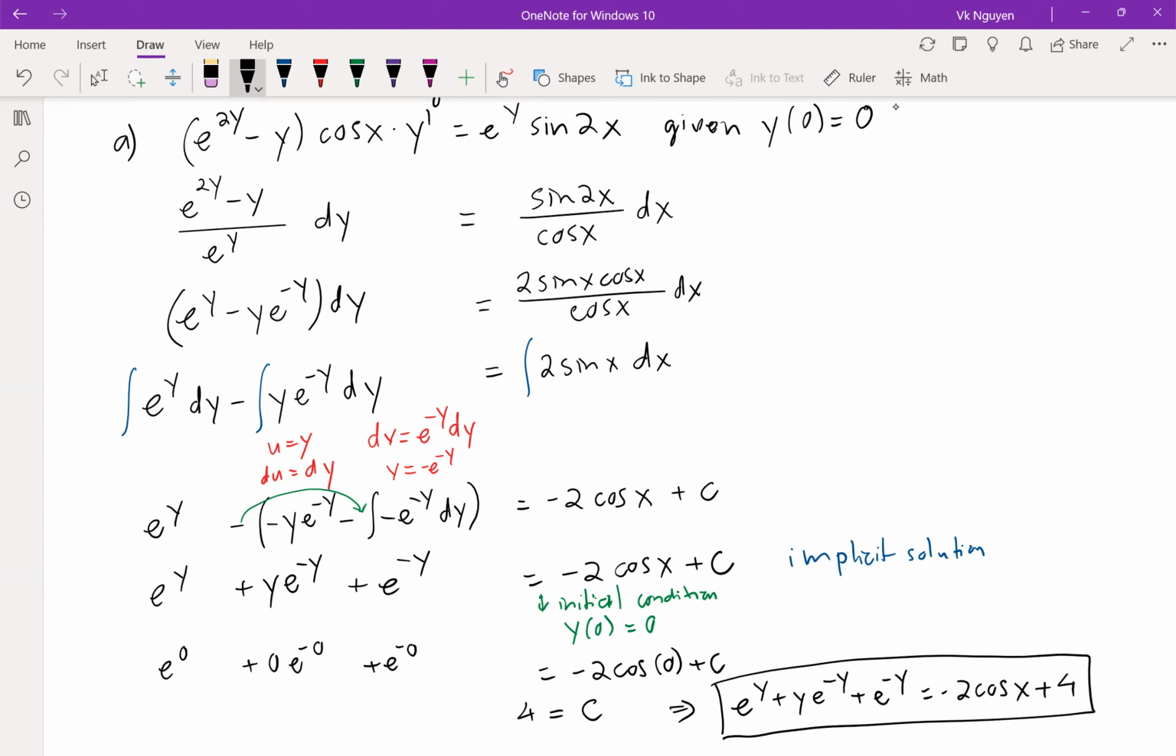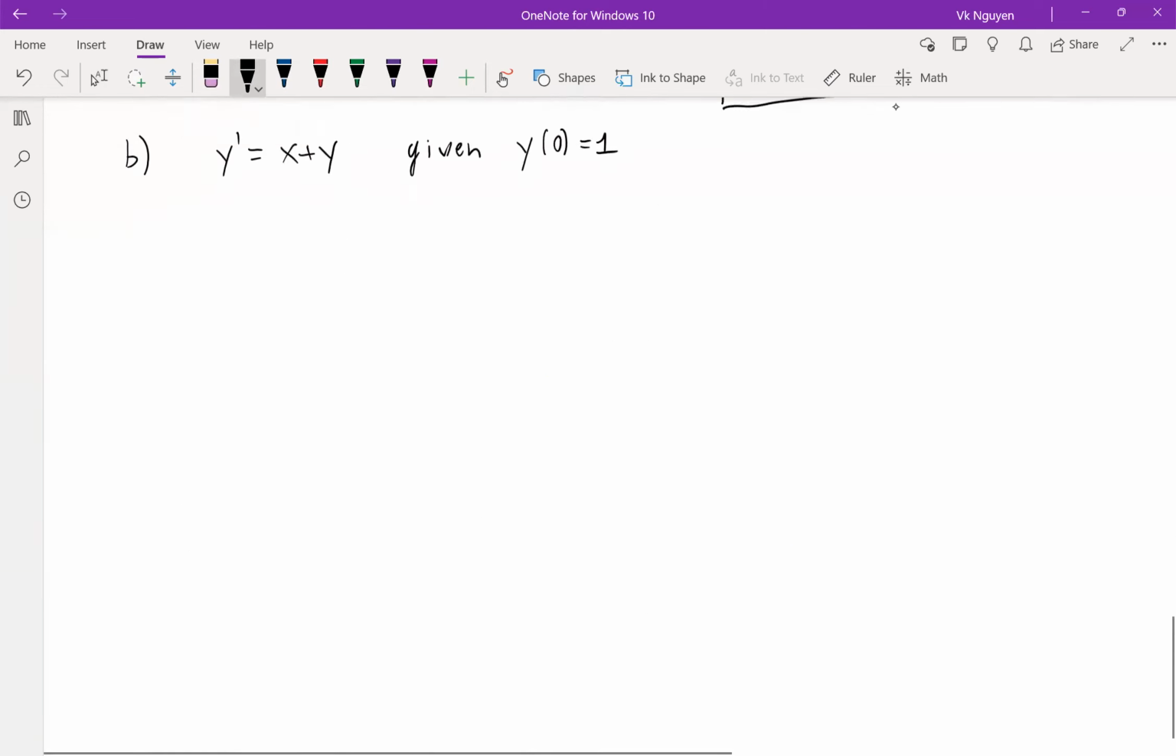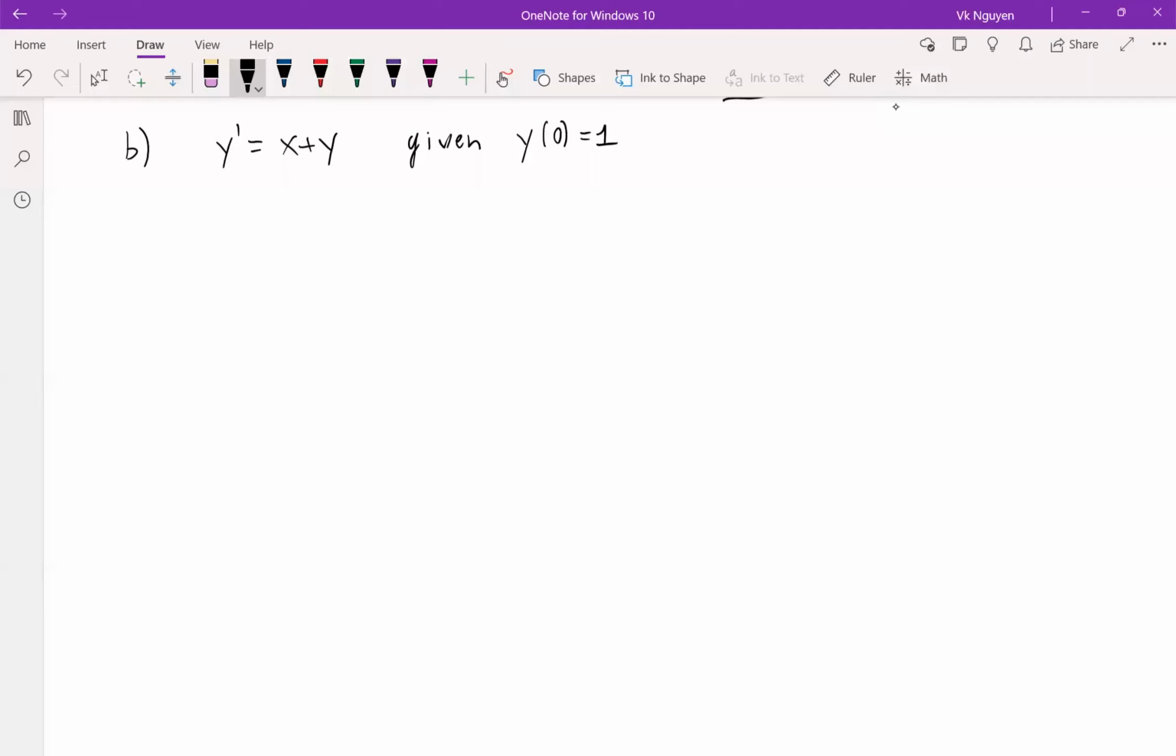Okay, let's take a look at one more example. Now here comes the tricky one. In this one, we have y prime equal x plus y. We cannot write x plus y as the product of two functions, one function in terms of x, the other one in terms of y. What can we do here?